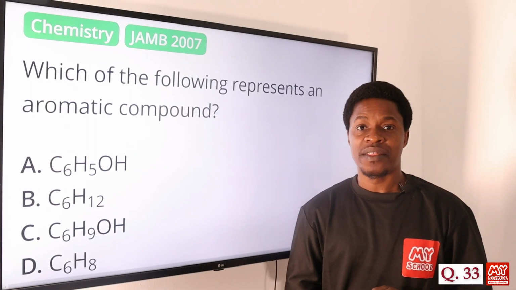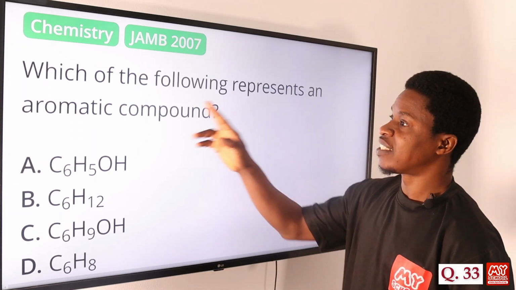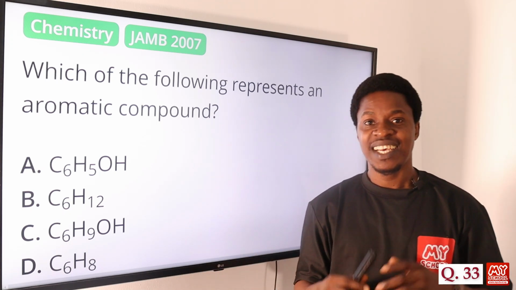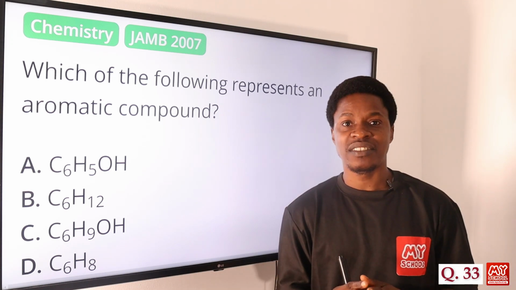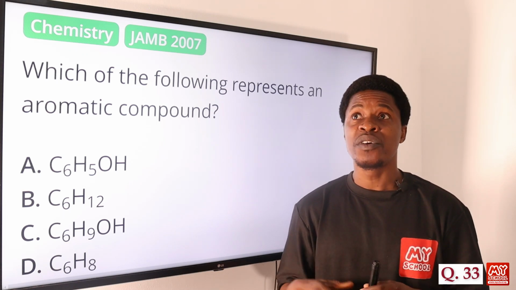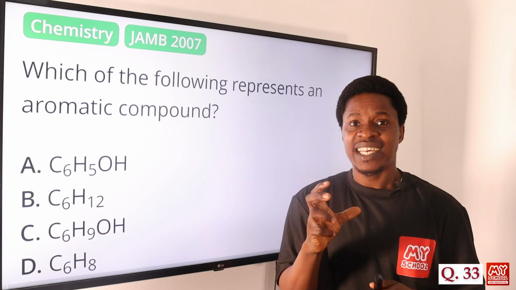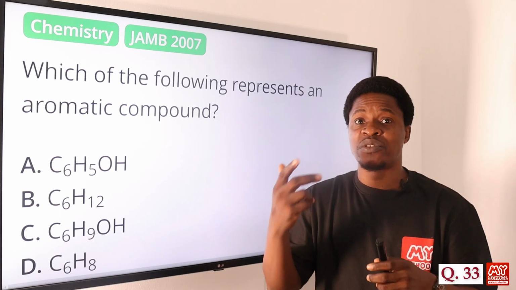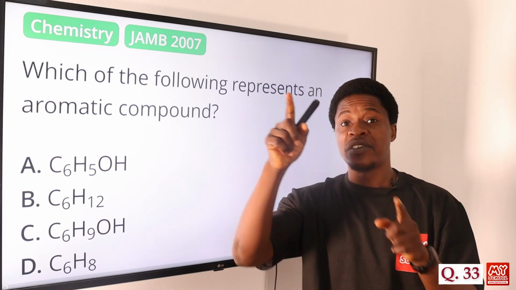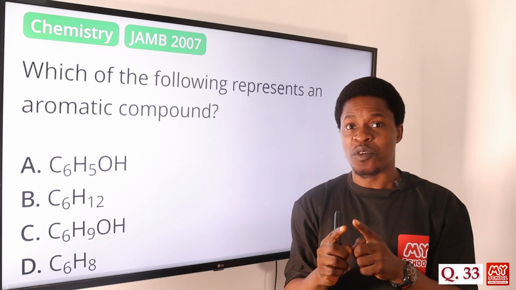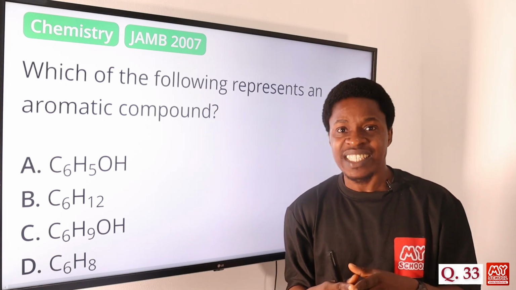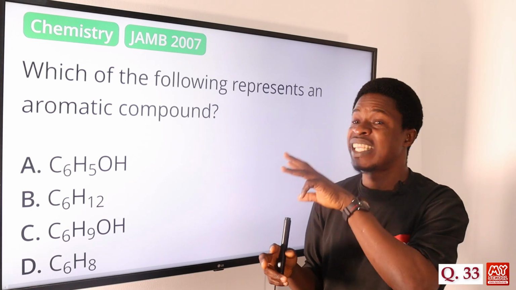Now let's move on to question number 33. Which of the following represents an aromatic compound? So what are aromatic compounds first? Aromatic compounds are chemical substances that have what we call a conjugated planar ring system. When you say something is conjugated, we have alternating single bond, double bond, single bond, double bond in a ring form, and it's usually accompanied by delocalized pi electrons. We have them present in aromatic compounds.